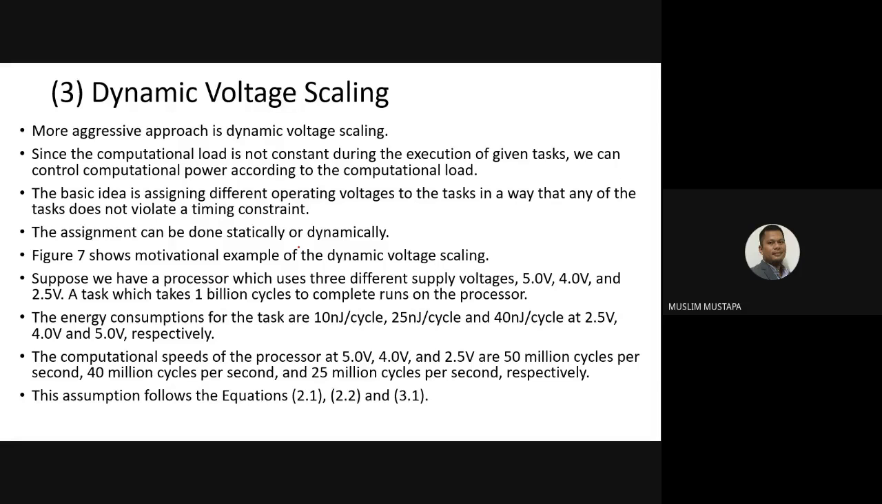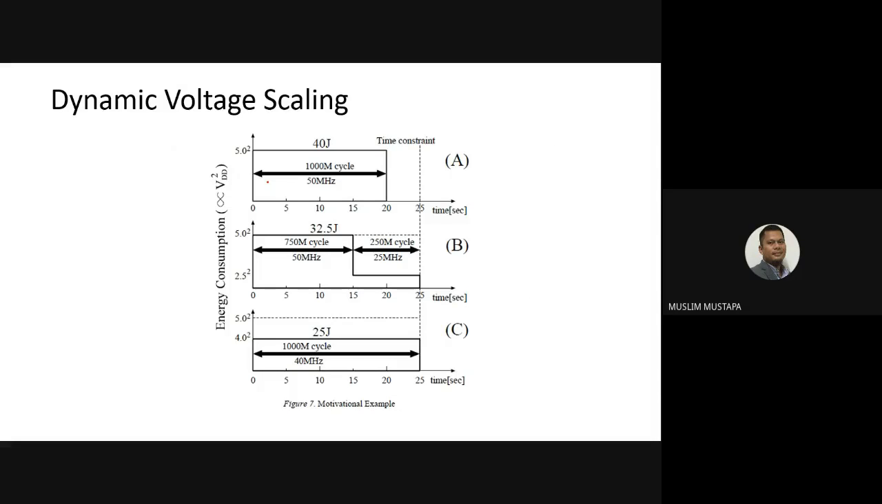So we are still in the same discussion, where we try to reduce the voltage but we don't want to sacrifice the performance. The third method, which is the last method, is dynamic voltage scaling. It's a more aggressive approach. Since the computational load is not constant during execution of a given task, we can control computational power according to the computational load. I think it's easy if you look into the graph now.